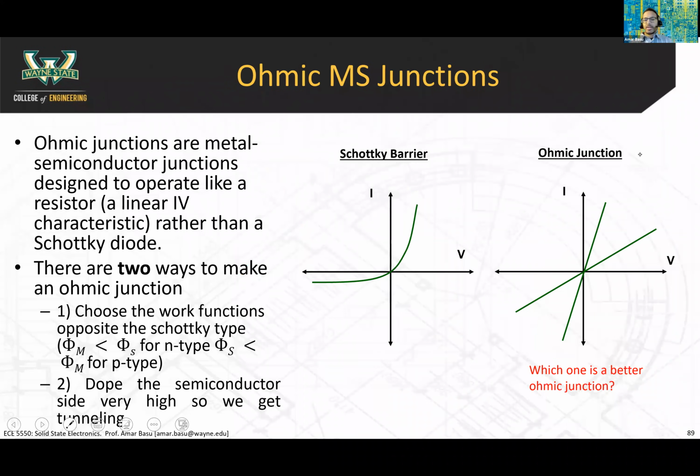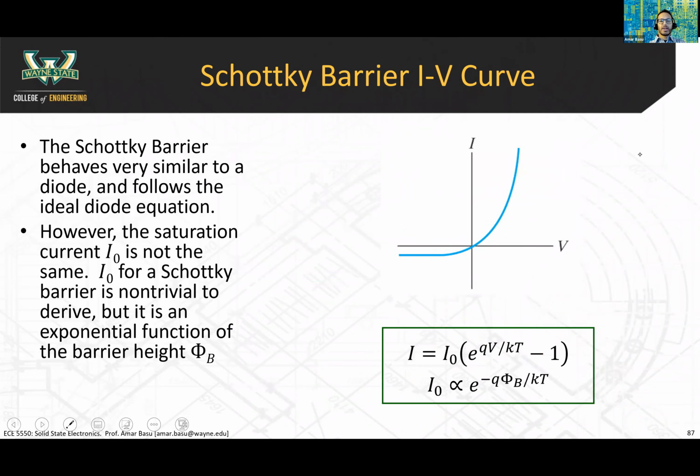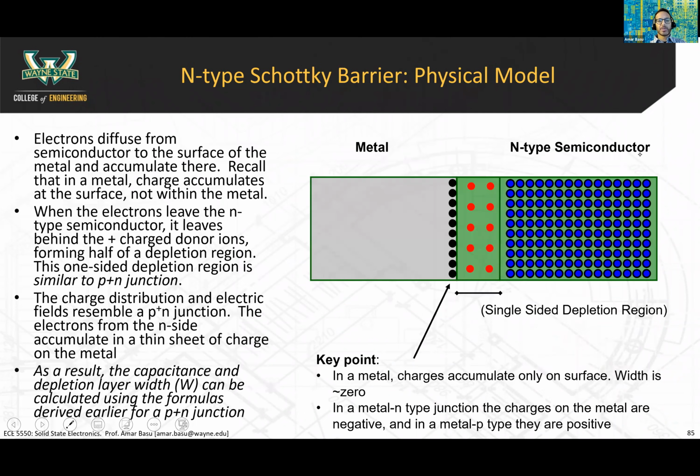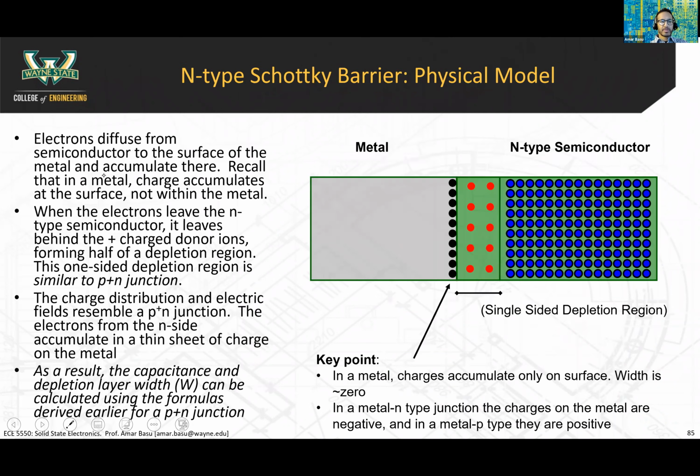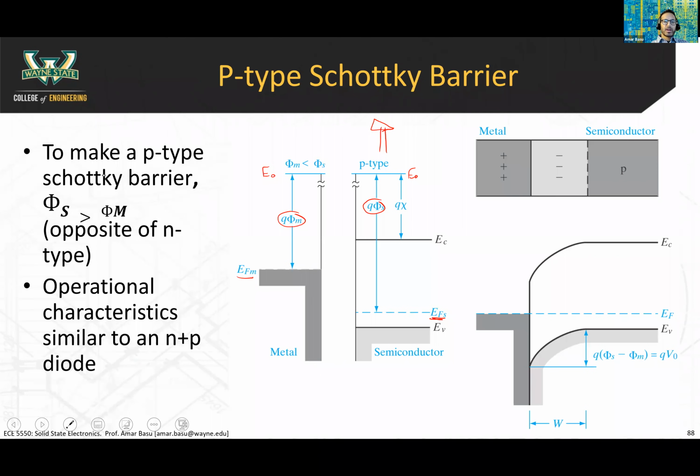All right, so now let's talk about ohmic junctions. So we've covered two types, right? The N-type Schottky barrier, where you have a metal and an N-type semiconductor, phi m is greater than phi s. Then we talked about a P-type Schottky barrier, where you have a metal and a P-type where phi m is less than phi s. So there's two other combinations that we have to consider.